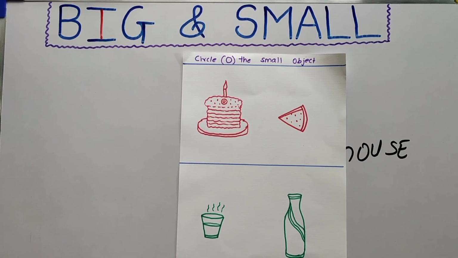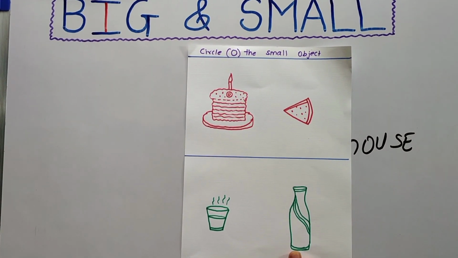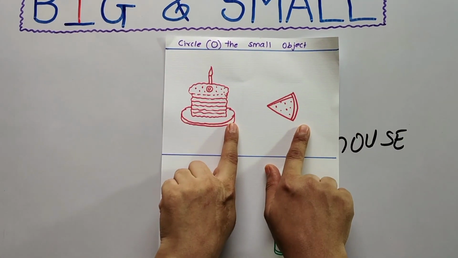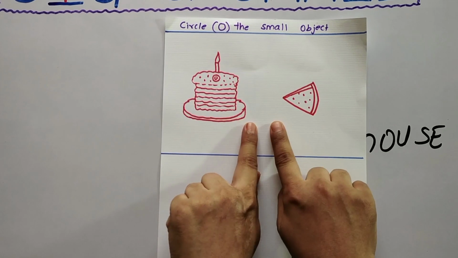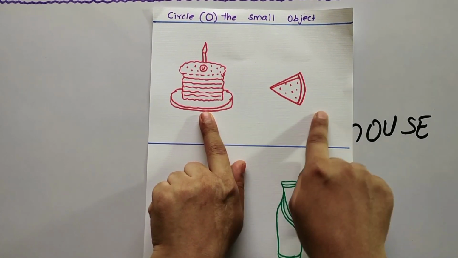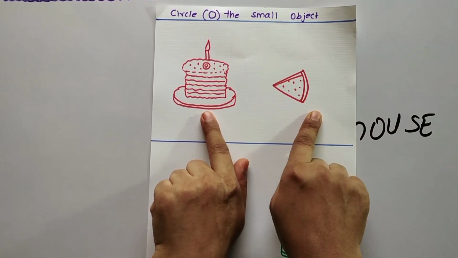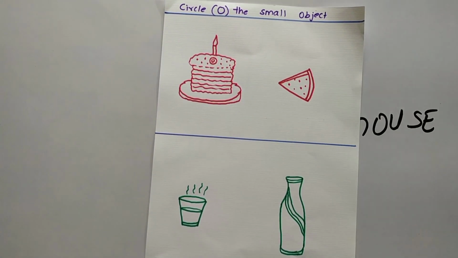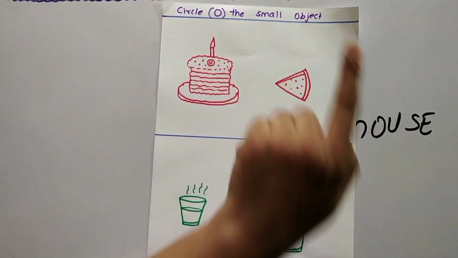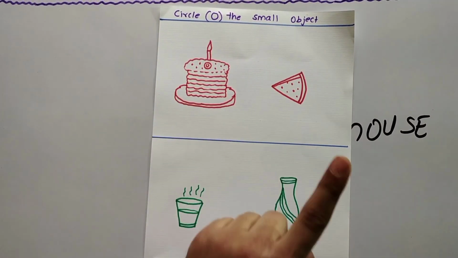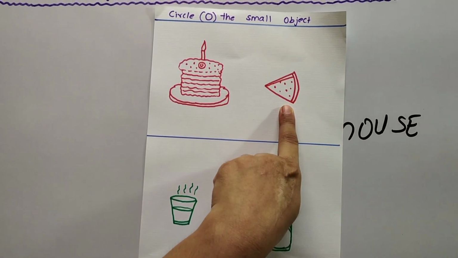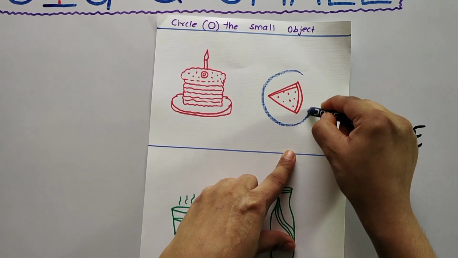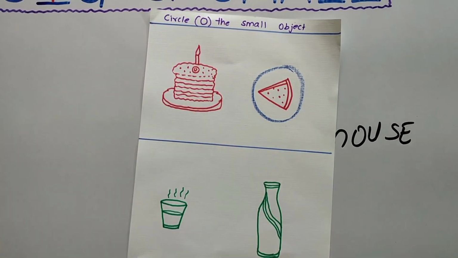Now, over here, what we can do is let the children find a small object among the two. So, let them first find a small object between the two. Once they find the object, ask them to circle the small object. Let them differentiate between small and big. They have found a small object. So, ask them to circle the small object like this.